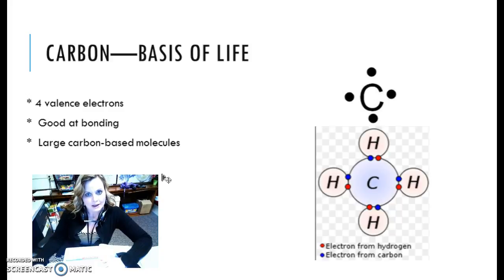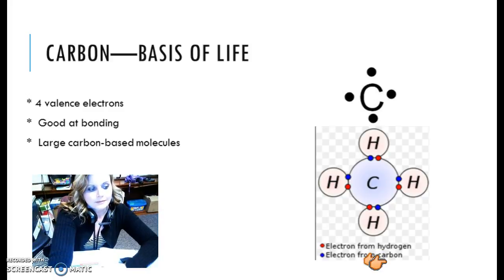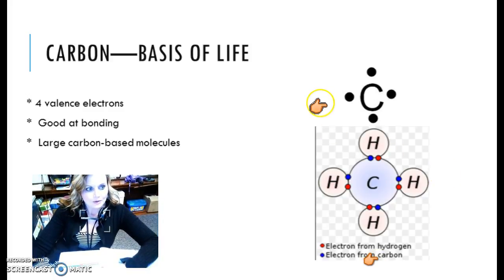What makes carbon a really good molecule for living things is that it has 4 bonding sites. So if you look at a carbon atom, it has 4 places it can bond. And here, this carbon atom has bonded 4 times with hydrogen. That's a good thing because that allows carbon to make really long chain complex molecules that are needed for living things.